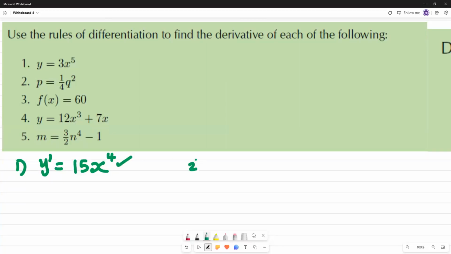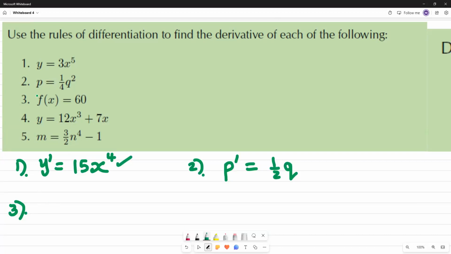Let's do number 2. Number 2, we're going to do the same. We're looking for p prime, or the derivative of p. Sharp. So it's a quarter times 2, which is going to give you a half, and then you're going to get q, because it's going to be 2 minus 1, which gives you q to the power 1. But we know in maths, we don't show the 1 then. Sharp. So number 3.